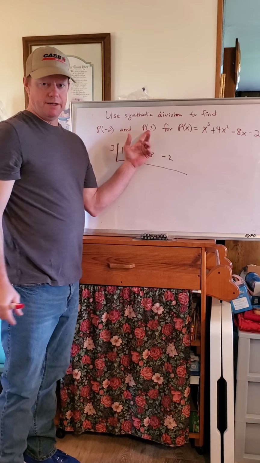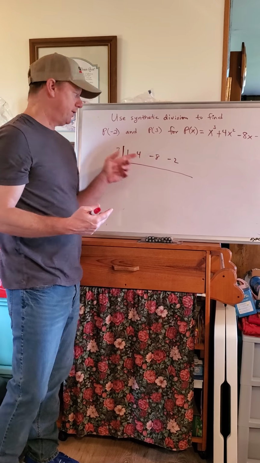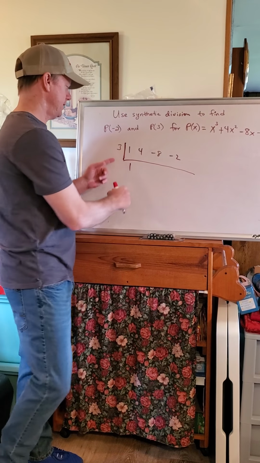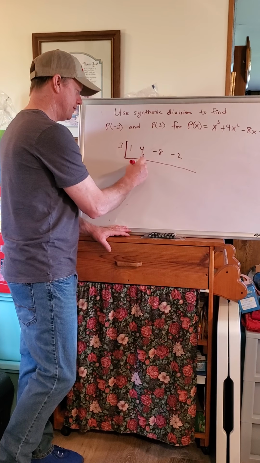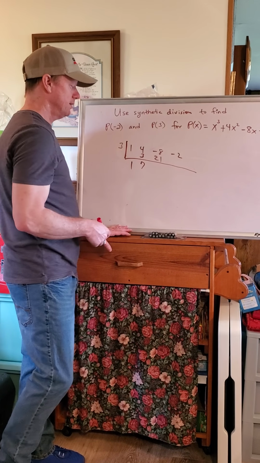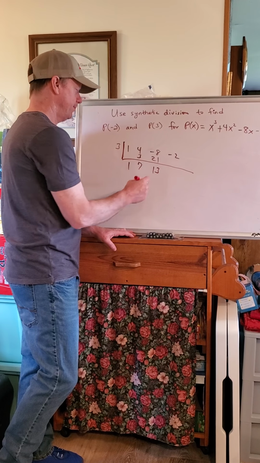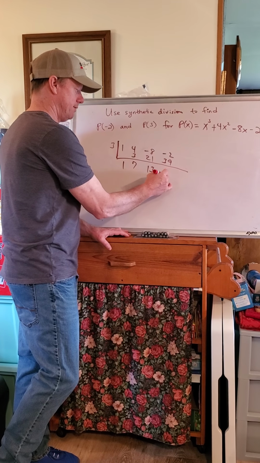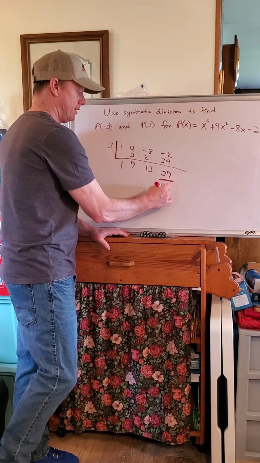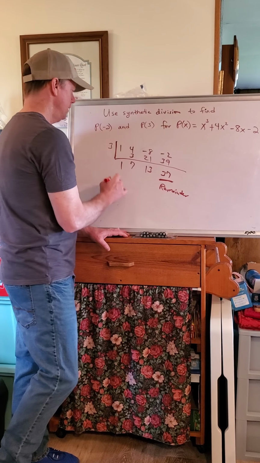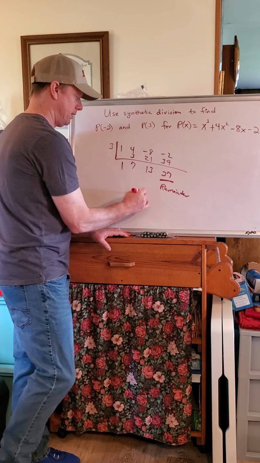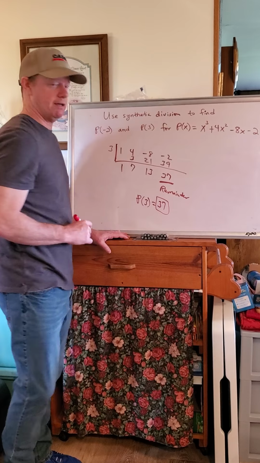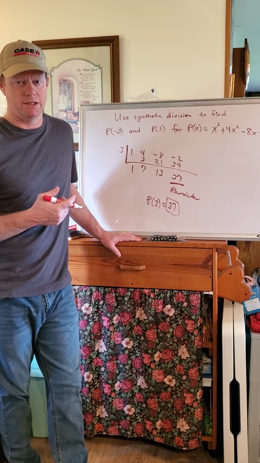Like I said, this is not a factor, it's just a number, so we actually put a 3 out here. Bring down the first guy in the ball game, it's a 1. Multiply and add, multiply and add, multiply and add. So 1 times 3 is 3. Add 4 and 3 is 7. 3 times 7 is 21. 21 minus 8 is what? 13. 13 times 3 is 39. 39 plus -2 is 37. So 37 is our remainder. So the value of this function p when x is 3 is 37. 37 is the answer. So that's another application of synthetic division.